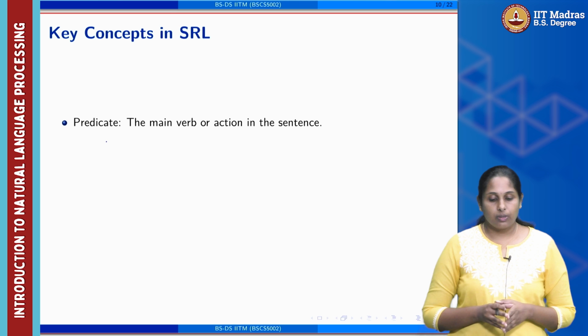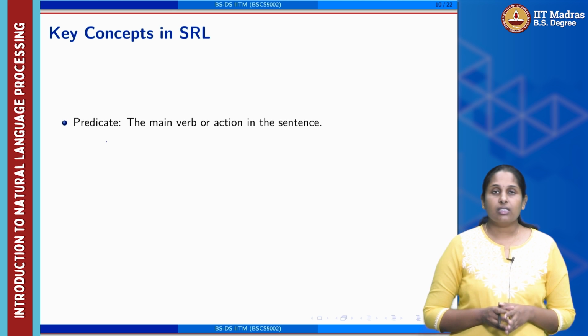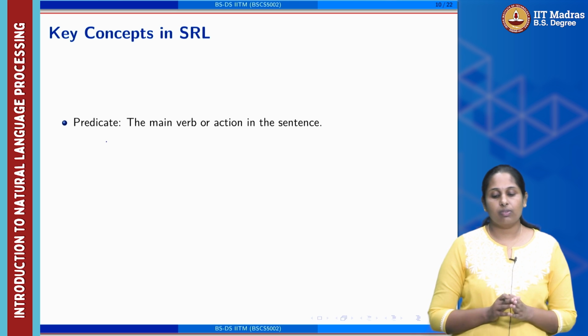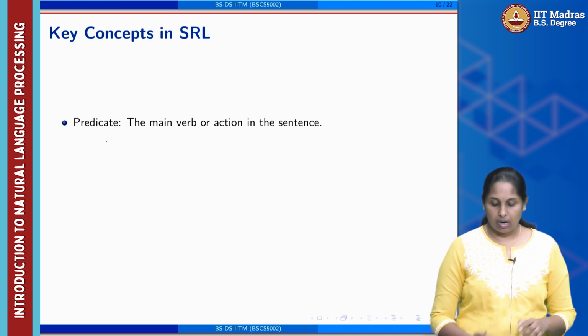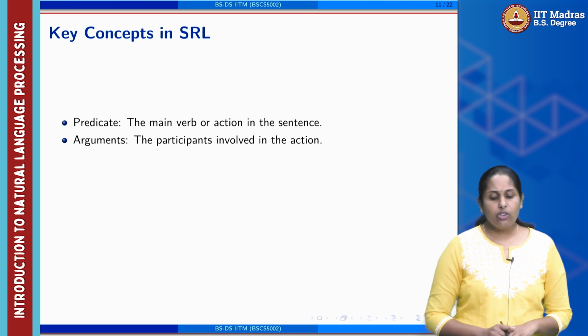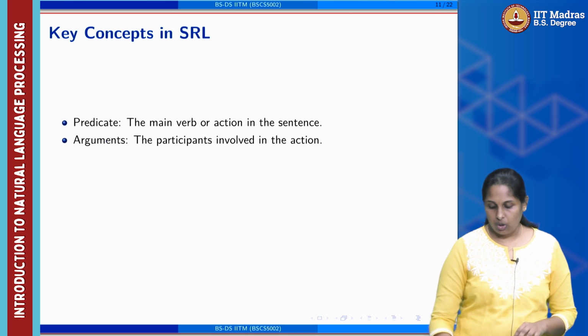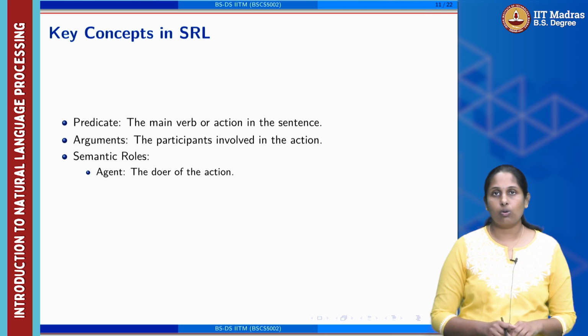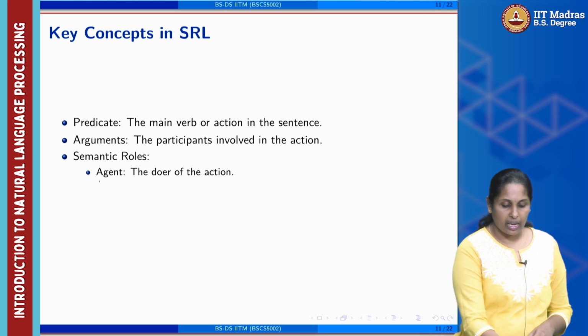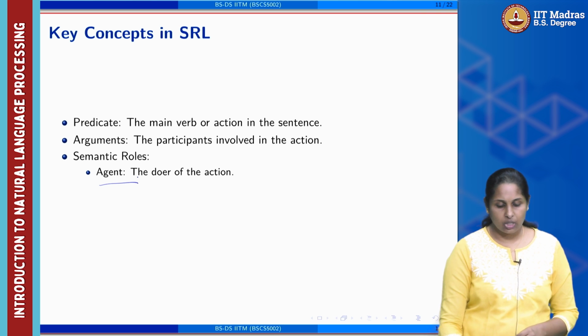So the key concepts in semantic role labeling: it has a predicate. The main verb or the action in the sentence is called the predicate. The arguments are nothing but the participants involved in the action. The semantic roles are of different kinds. It can be an agent, which means the doer of the action.